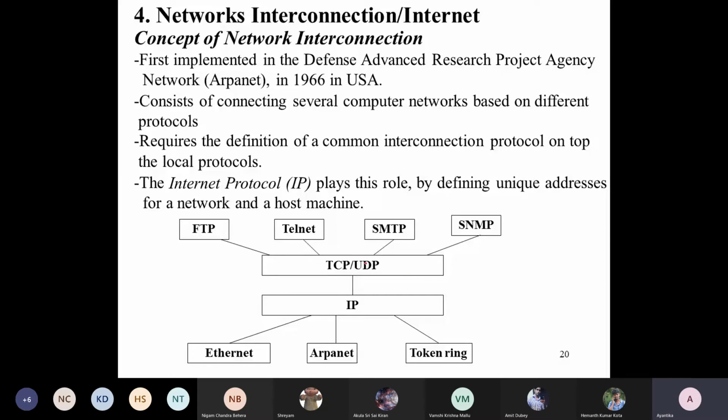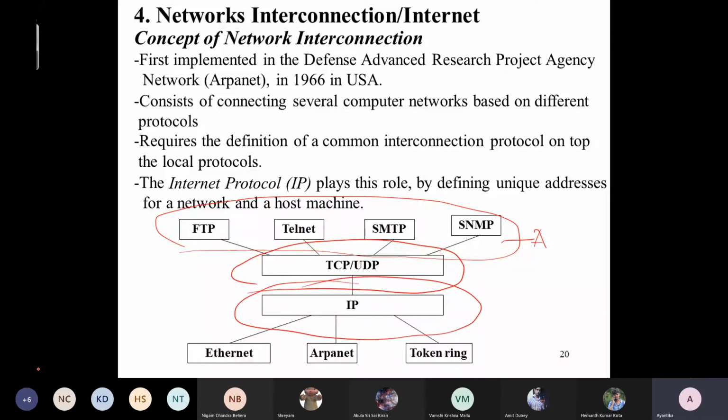Now, on top of these, you can see FTP, Telnet, SMTP. These are application layer protocols. This is something for file transfer, something related to mail transfer protocol. So based on your application, these application layer protocols are there. This is for your delivery confirmation. This is for how you are managing your data.